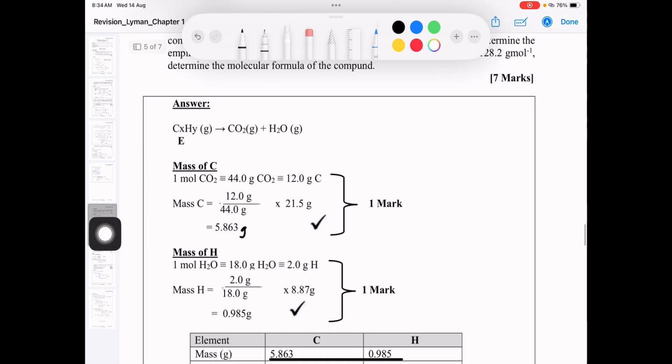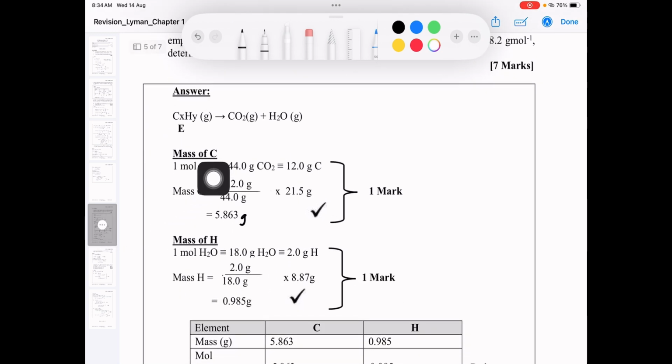Okay, so first we need to calculate the mass of carbon from the mass of carbon dioxide produced. Okay, 1 mole of carbon dioxide is equal to 44.0 gram of carbon dioxide. So this is the mass of 1 mole of carbon dioxide, and in 1 mole of carbon dioxide there is 1 atom of carbon, which has a mass of 12 gram. So next we calculate the mass of carbon by comparing the mass of 1 atom of carbon with the mass of 1 mole of carbon dioxide.